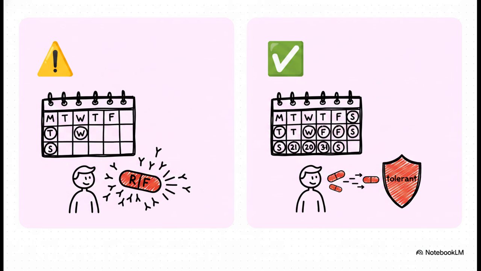The absolute key concept to understand here is the dosing schedule. These immune reactions almost never happen when a patient takes rifamycin every single day. They happen when it's given intermittently, say 3 times a week, or if a patient stops and then restarts treatment. Why? Because those gaps give the immune system a chance to see the drug, think it's foreign, and build up anti-rifamycin antibodies. In contrast, taking it daily keeps the immune system constantly exposed, which seems to create a state of tolerance. So the dosing schedule is everything.